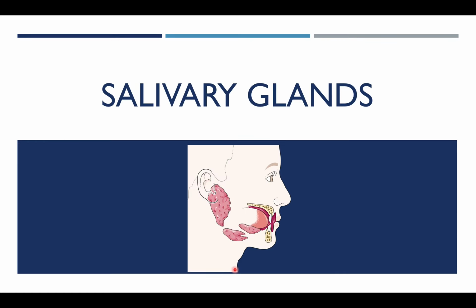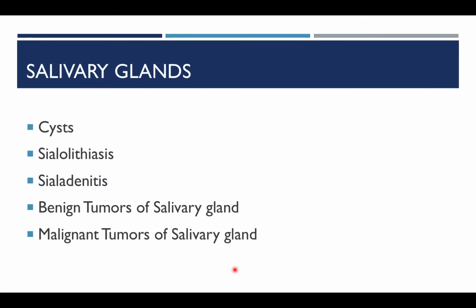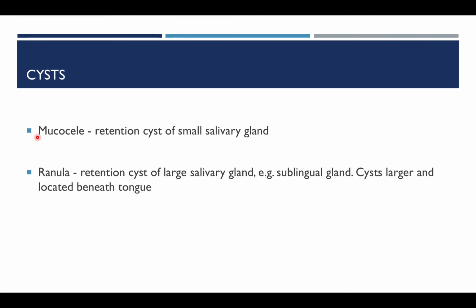So now that we have covered oral cavity, we can move on to the salivary glands. Here we can talk about cysts, sialolithiasis, sialadenitis, and benign and malignant tumors of the salivary gland. So in terms of cysts, the common cysts that we see in the salivary gland are retention cysts. So what is a retention cyst? A retention cyst basically occurs due to obstruction of a duct. So obstruction of a duct within the salivary gland.